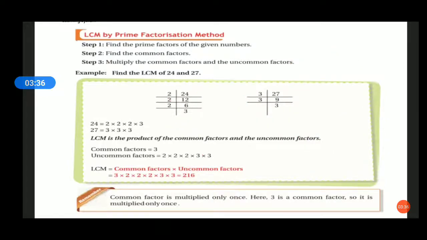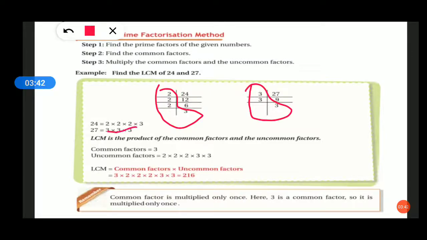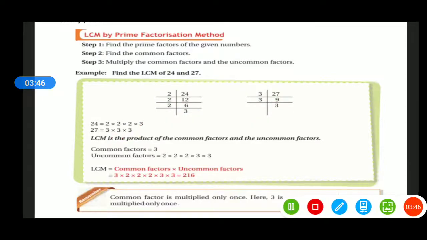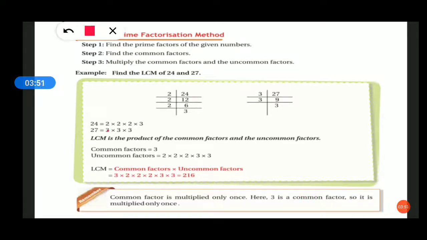Then what are you going to write? Try to write all of this as a product. See, 2 into 2 into 2 into 3, and 3 into 3 into 3. Okay, they are writing it as a product. Now we are going to find the common number. What is the common number here? 3 only is the common number. 3, 3, then again 3 is the common factor. The uncommon factors are here 2, 2, 2, and here 3, 3. So these are the uncommon factors.